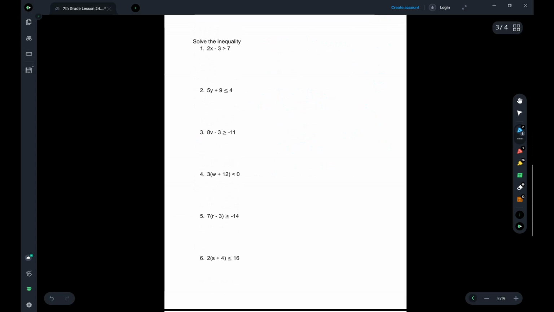Alright, next page. So number 1, solve the inequality, same as before. So here, 2x minus 3 greater than 7.